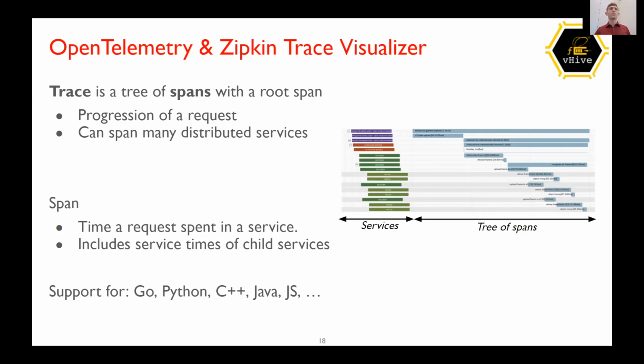Also, vSwarm already gives you support for Python and Go, which is very easy to use, and I'll show you a bit later. But OpenTelemetry in general also has support for C++, Java, JavaScript, and other languages like Rust.